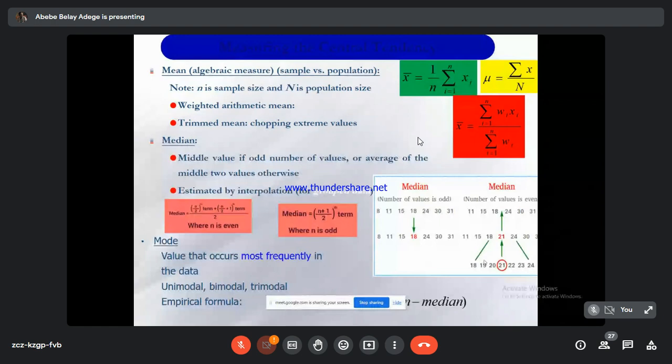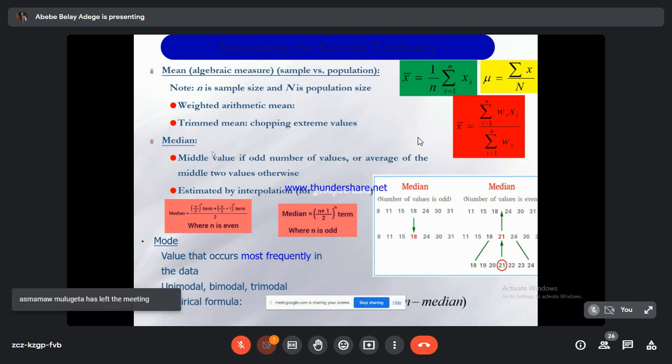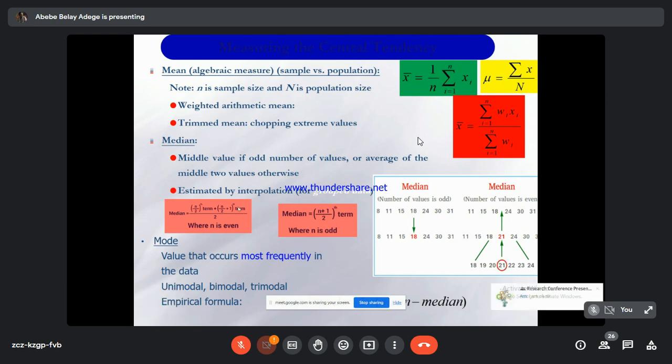So the mean value is going to be calculated using, if it is single number like this, the green one. If it is sample mean calculate, the yellow one. If the number, the variable, has a number of frequency, then the red one can be used. And then the median, median value whenever the odd or even numbers, you have to use this formula.